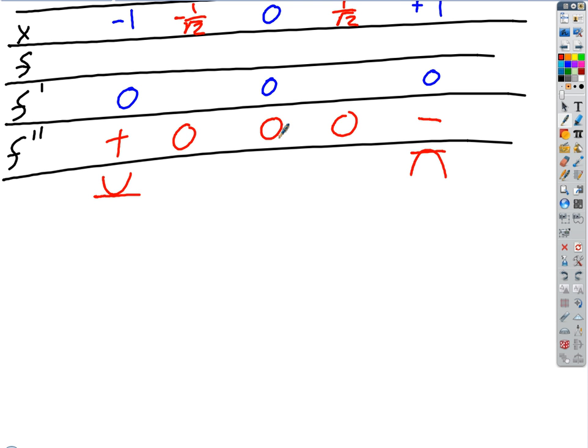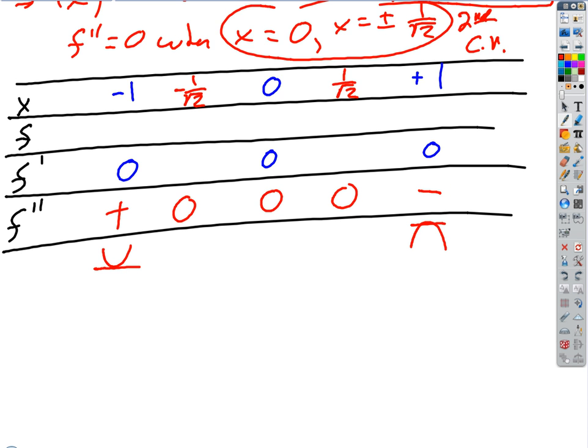Signs. Need more test points, don't I? So I'm going to need a test point. What do you think? Give me a value for a test point. 0.5. Does that make sense? So in between here and here somewhere, right?